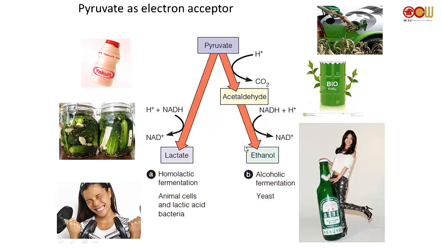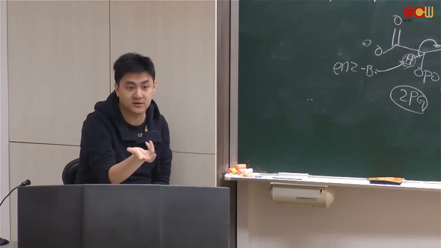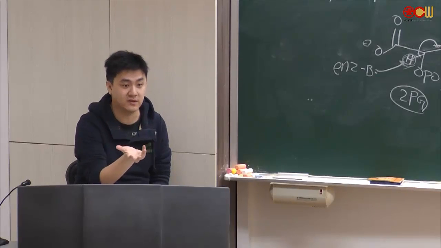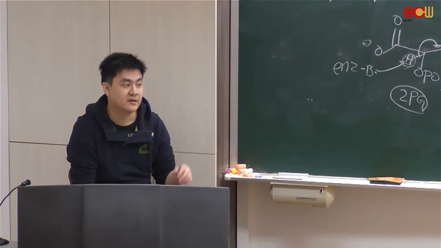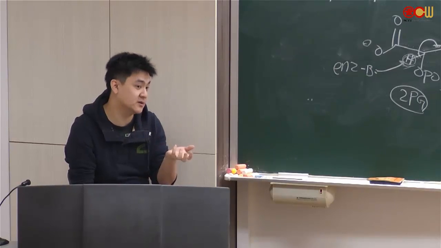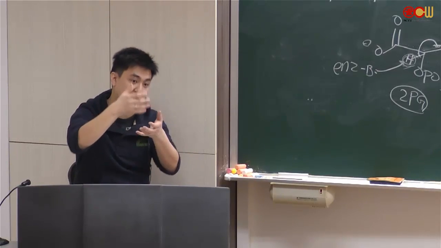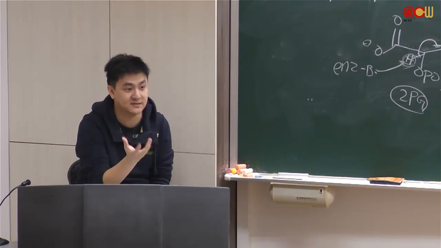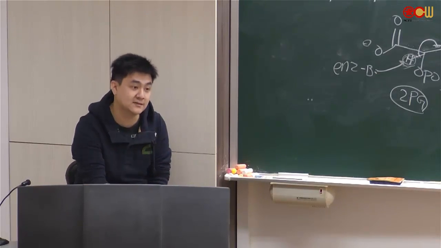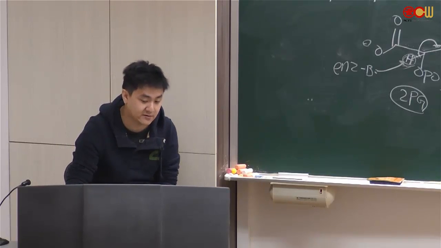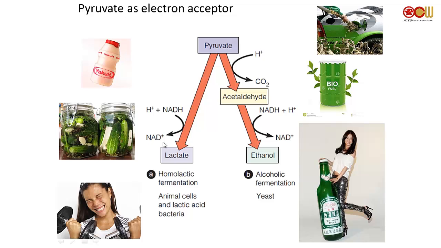And these reduced products typically have high value. Lactate, you can eat it, or you can make polylactic acid plastic. So you guys know about PLA cups. If you go to Starbucks and you order a cold drink, and you look at the bottom of the plastic cup, it says PLA. It's polylactic acid plastic. So it's a biorenewable and biodegradable plastic. That's made out of lactate. Ethanol, obviously, you can use it to make alcohols, or you can make it into ethanol biofuel, things like that.